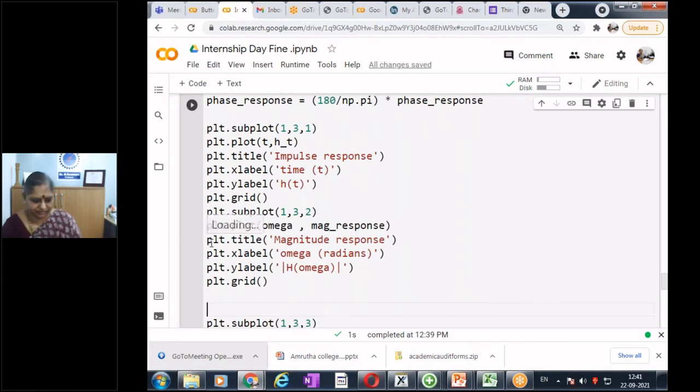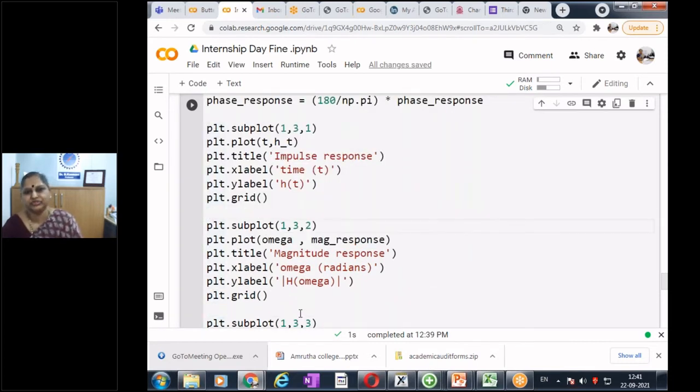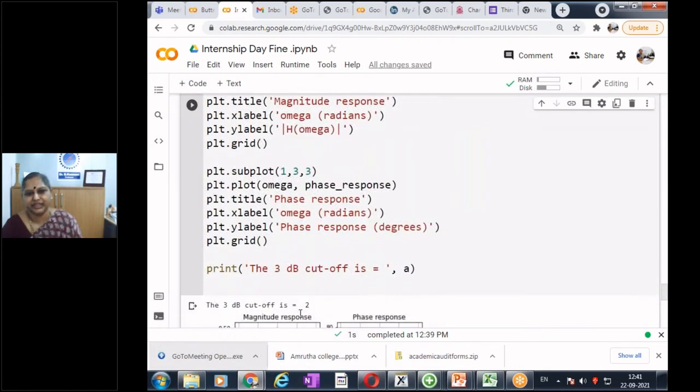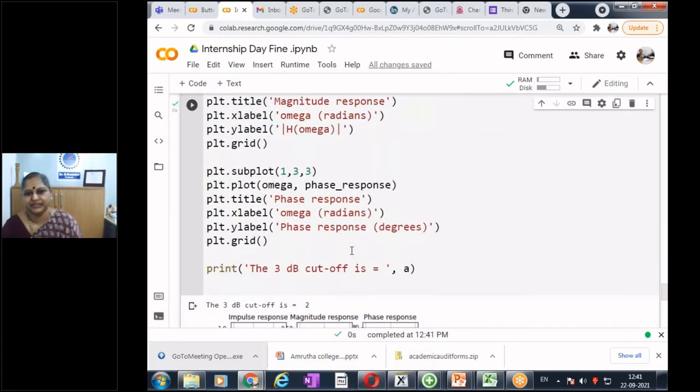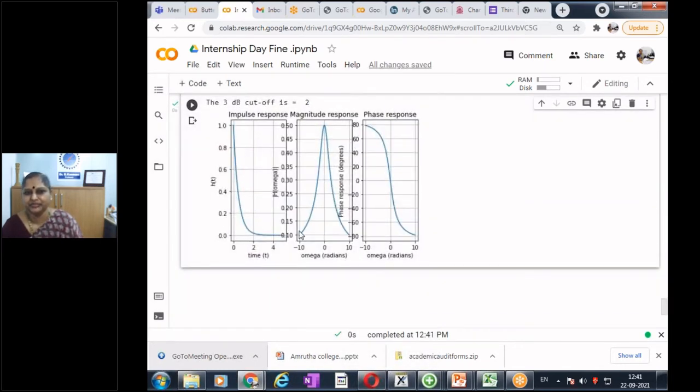Putting an extra line is always good so that it's clearer. Otherwise, the program looks very big. So now if I see I have this, let me run it. I put A equal to 2, I run it. And how is my result? See, this is my impulse response. This is my magnitude response, the phase response.